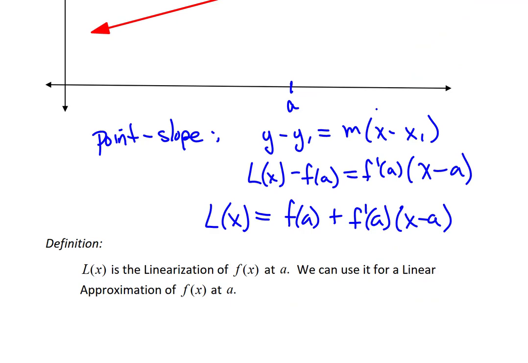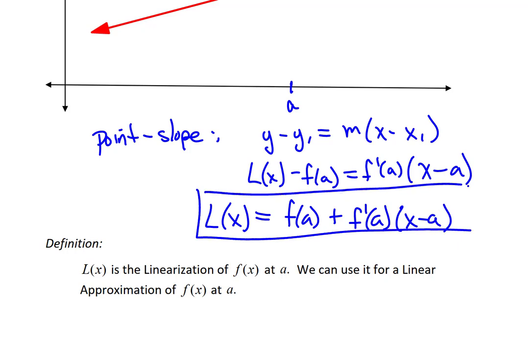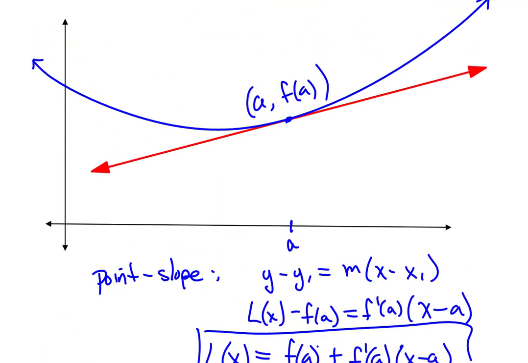So we're going to add a definition here with what we just wrote, and so in fact we'll box that up, the L of x formula, because L of x is what's called the linearization of f of x at a. We can use it for a linear approximation of f of x at a. And let's go back to the picture to understand how this works.